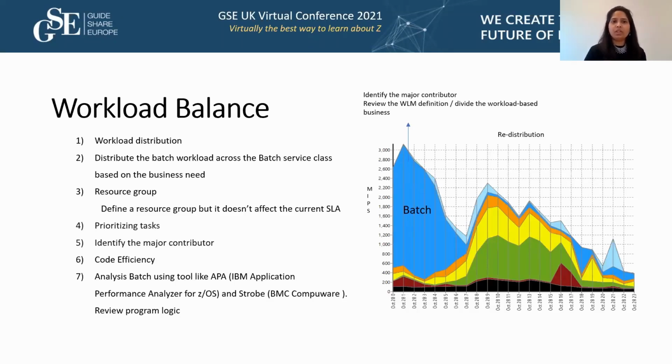Next one is workload balance. Here you can see I have pasted one graph on the right hand side. This is the workload average MIPS usage over 24 hours, for one day, 28th October. Here the blue area indicates the batch workload, and the green, yellow, and orange are all online, and the DB2 and the system task are in the black one at the bottom.